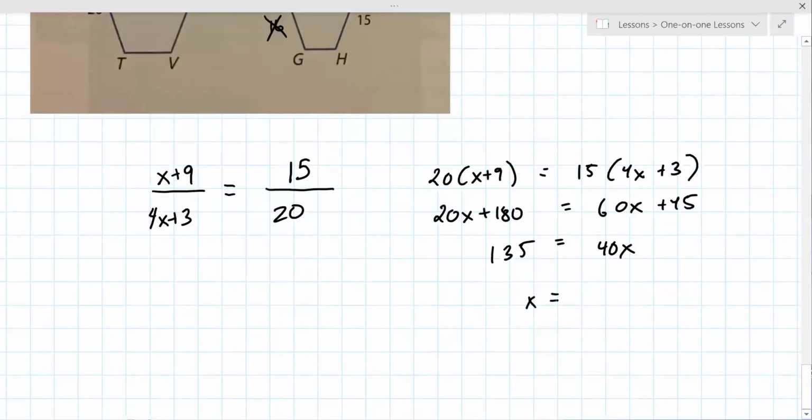How are you doing on solving this? I got x equals 3.375. We got the same thing. Great. Okay. You'll definitely get some sort of problem like that on that quiz. That's kind of a standard thing. Either the triangle or another type of polygon.